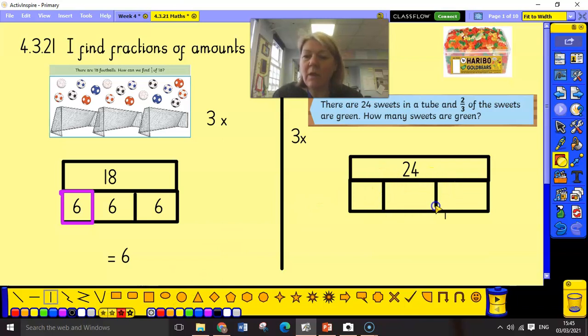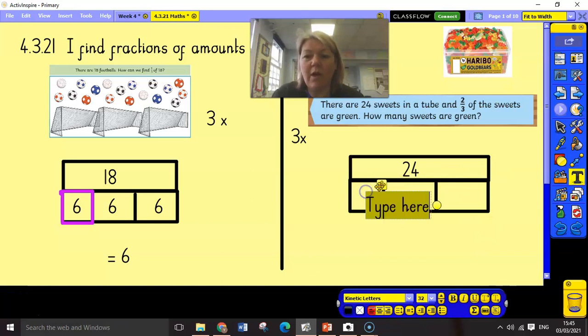Now I know that 7 lots of 3 are 21. So 8 lots of 3 are 24. So I know that this part has got 8. This part has to be equal, so it must also have 8. And this part has to be equal, so that must also have 8.